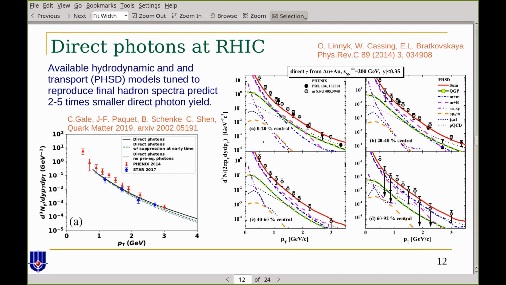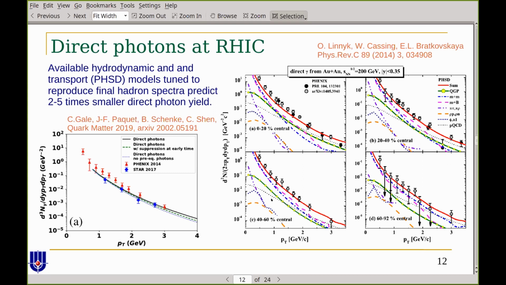Similar happens if you go from hydro to a transport model like PHSD. So you see this rate is a sum of all contributions, and as well it underpredicts the measured direct photon yield at low pT by approximately a factor of 2, and this is valid for all considered centralities.